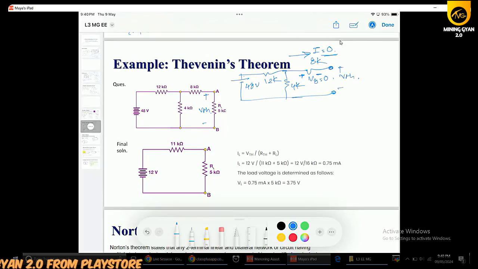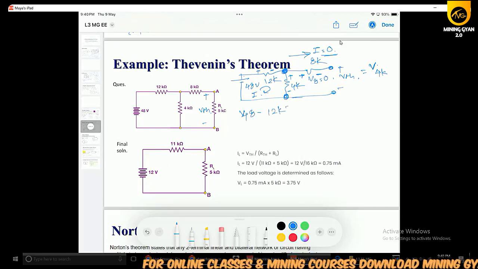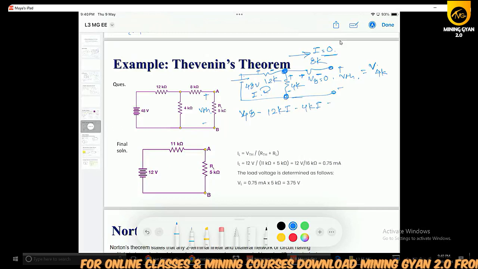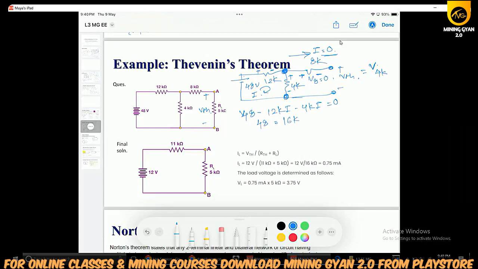So this is your VThevenin. VThevenin will be the voltage across the 4K. If current is flowing in this direction, there will be a voltage drop. So how to write the KVL equation? 48 volts minus 12K I minus 4K I equals 0. So 48 will be 16K I, then I will be 48 divided by 16K. You will get current in milliamperes.